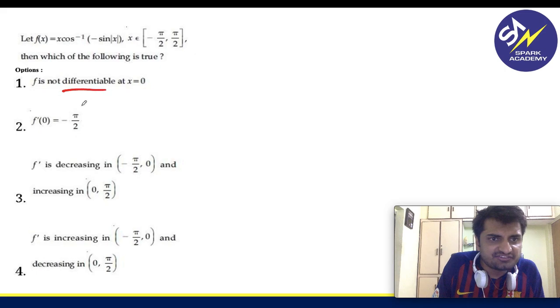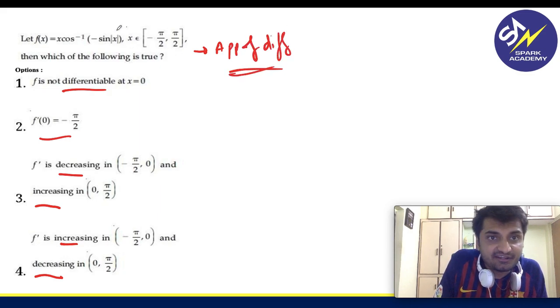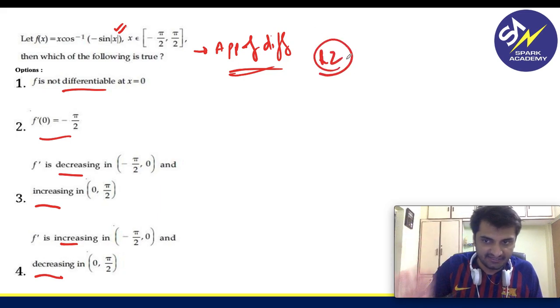Now I'm looking at this, differentiable is given, increasing, decreasing functions. So probably again, this is the applications of differentiation chapter. But again, you have a caveat here. You are given mod x here. So probably I'll solve it in round 2. Though I know the idea. I got the chapter idea, right?